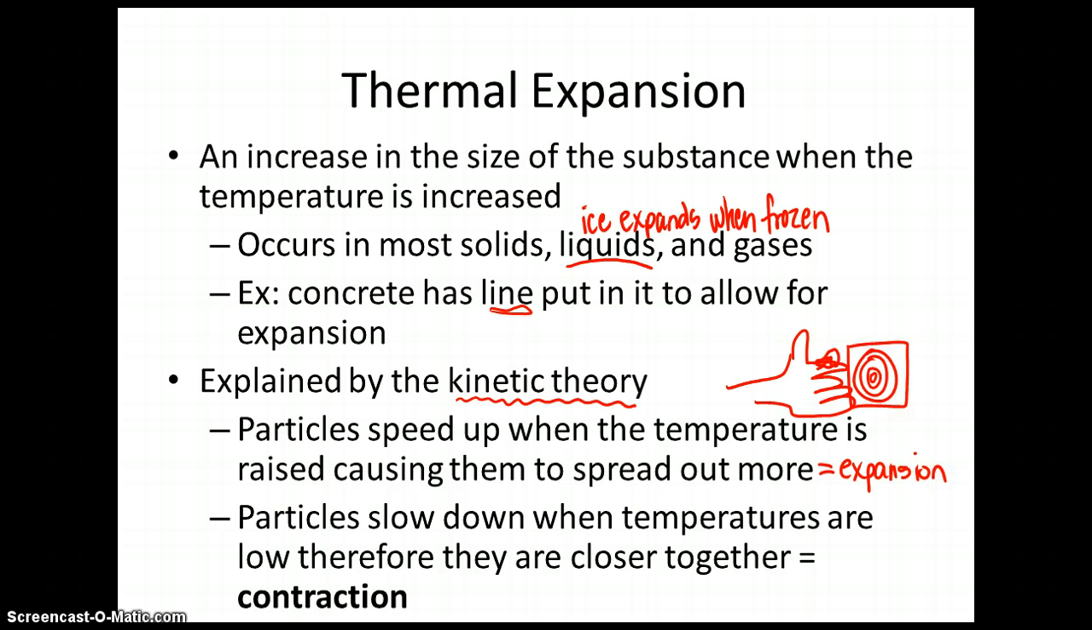The next part I put down: particles are going to slow down when our temperatures are low. Because they slow down, they're going to move less. Therefore, they are closer together, so we get contraction. Think of this as my particles are going to slow down, and when they slow down, they can start to actually get closer together.